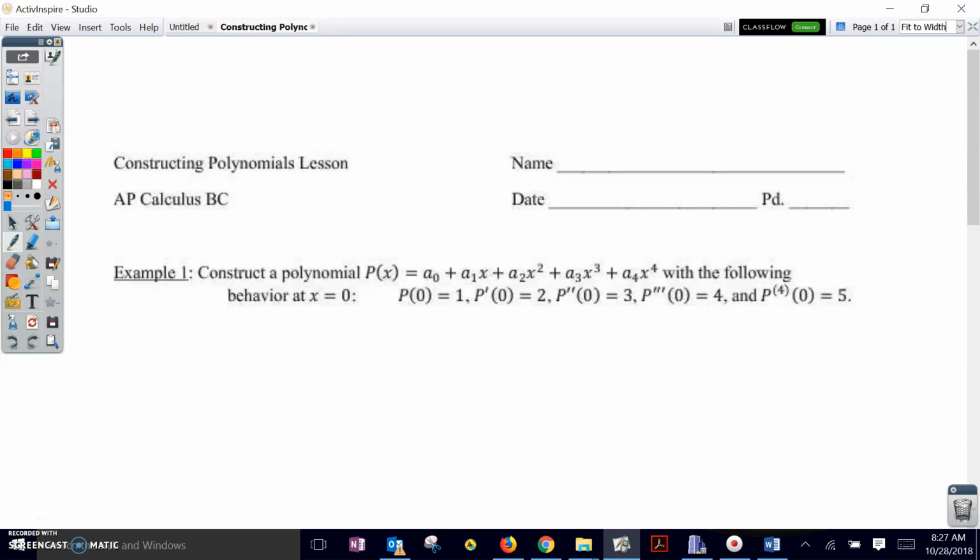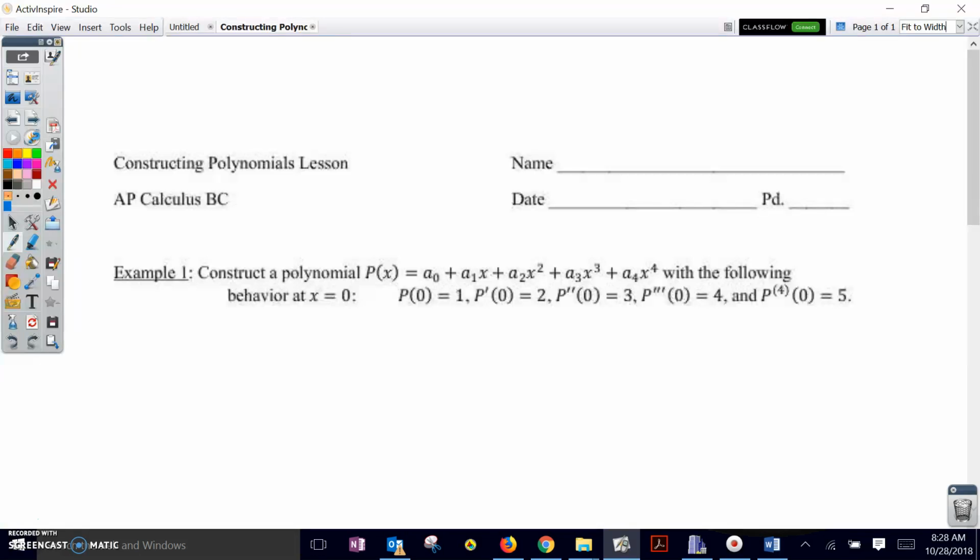Alright everybody, welcome back. In this video we're going to talk about how we can construct polynomials that meet certain characteristics for their behavior. And we're going to work through an example of what that looks like to start. Example 1. Construct a polynomial p of x of the form a sub 0 plus a sub 1x plus a sub 2x squared, etc., etc., with the following behavior at x equals 0.